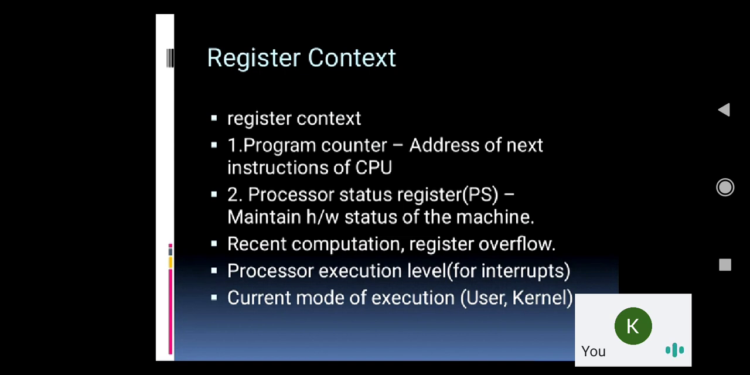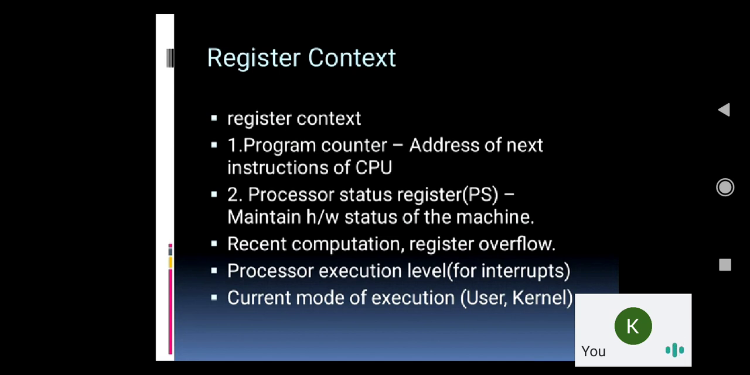The first is the program counter, and the next is the processor status register, which maintains the hardware status. The register itself is in hardware, and the processor is in hardware. So it shows how this hardware is working according to the process you are executing. Then you have things like the recent computation done using that particular register. And if there is an indefinite execution, such as an infinite loop, it ends in a register overflow. So that's about register overflow.